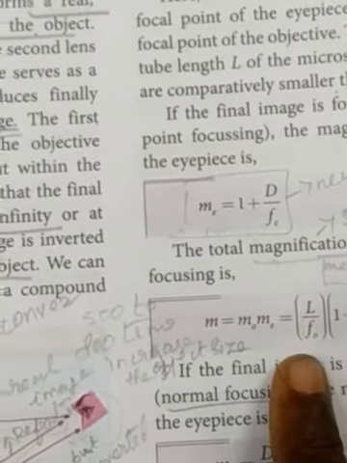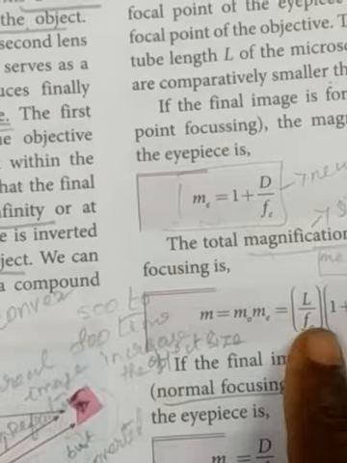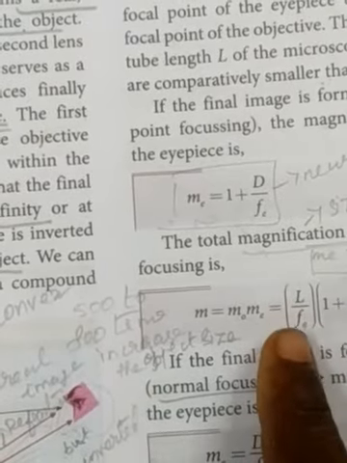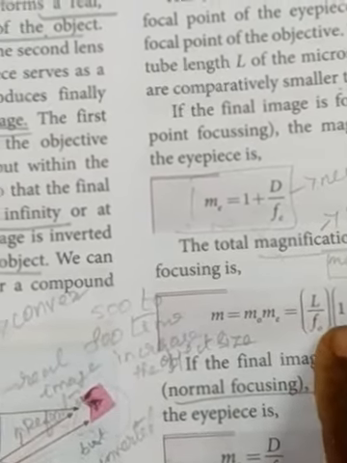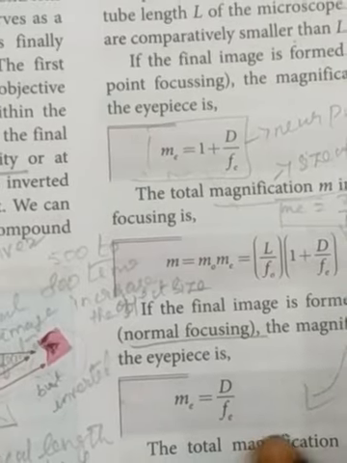Now you see that L by F naught into 1 plus D by F naught. Next you see that D by F is the normal focus point. If the final image is formed at infinity, the magnification ME of the eyepiece is ME equals D by FE. So we are coming to D by FE.